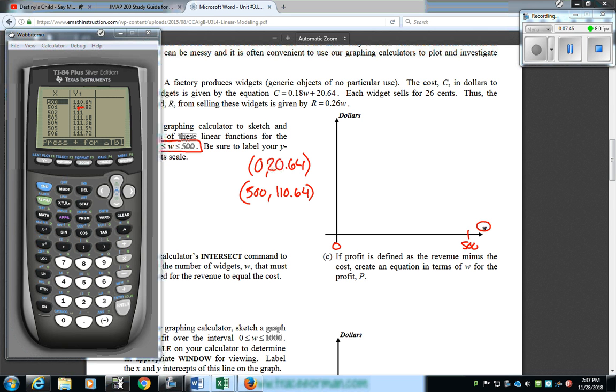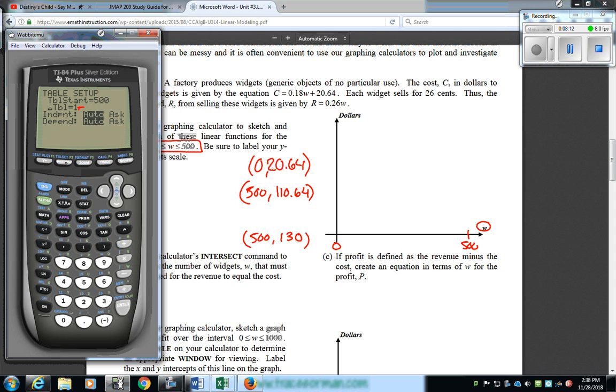Now, it looks like I got another equation, R equals 0.26W. That's the revenue I get. So that means I get 26 cents per widget. So I'm going to go ahead and clear out my first one, throw my second one in. Now at 500, I get 130. And I'm going to go back now to 0. And 0 is 0.